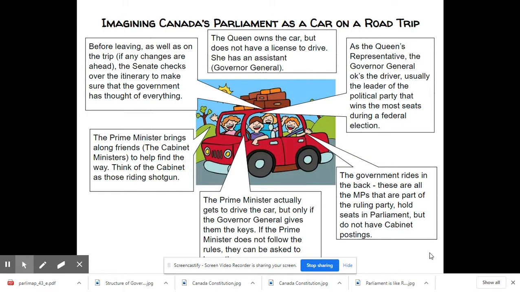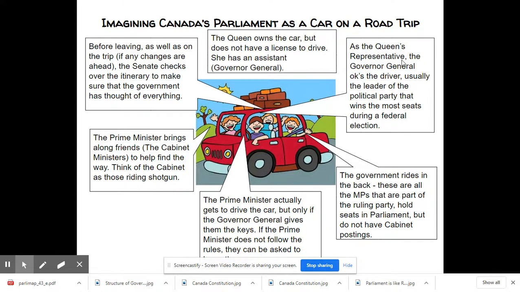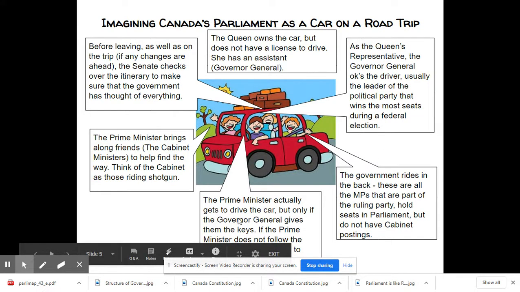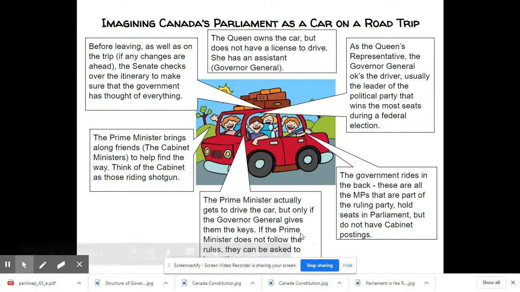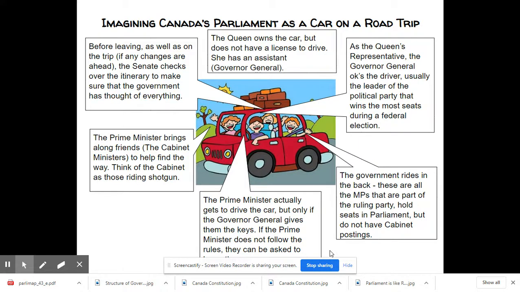Imagining Canada's Parliament as a car on a road trip, it's a neat way to look at it. The Queen, she owns the car. She doesn't have a license to drive. She has an assistant. As the Queen's representative, the Governor General okays the driver. And that would be the person or the leader of the political party that wins the most seats. That is the Prime Minister. So let's jump down here. The Prime Minister actually gets to drive the car, but only if the Governor General gives him the keys. If the Prime Minister doesn't follow the rules of the road, boom, they're gone.